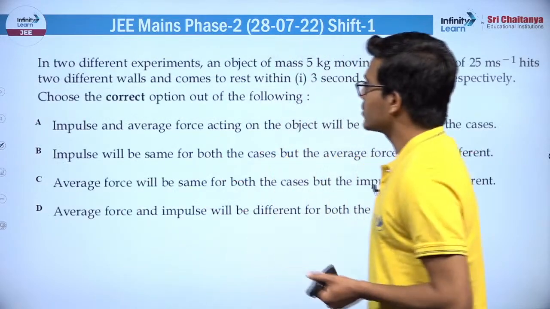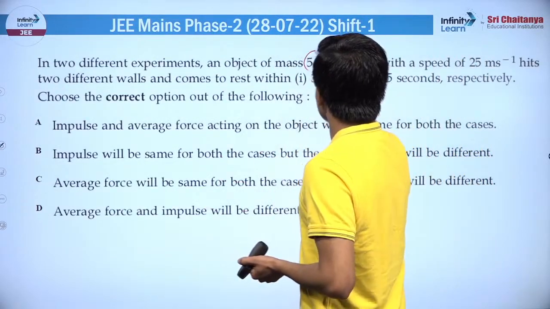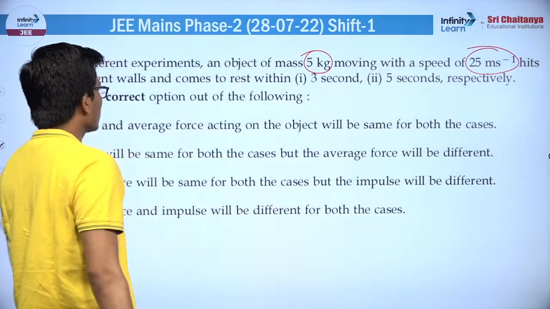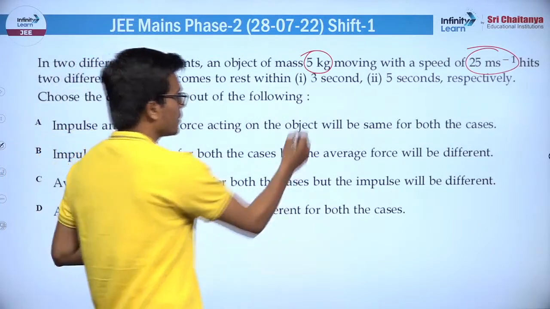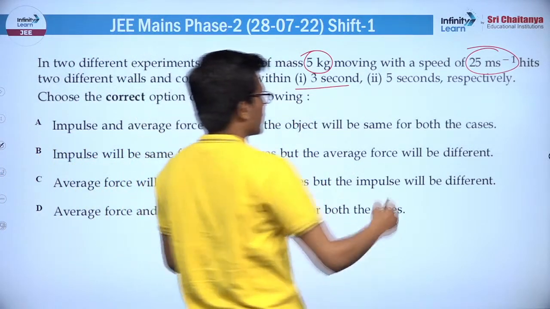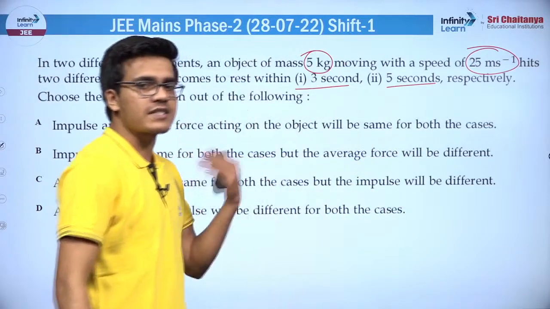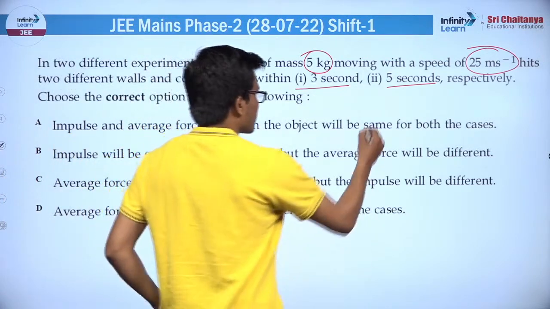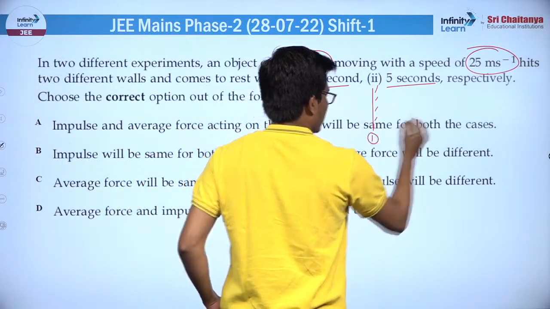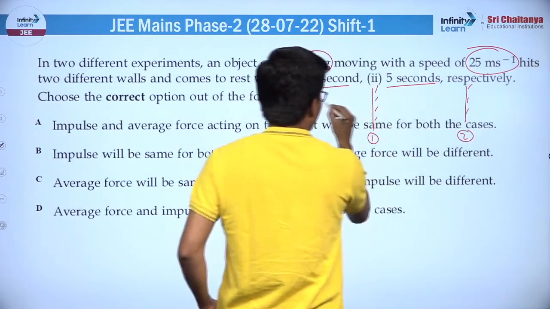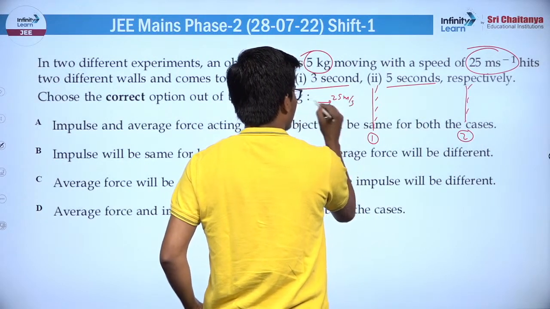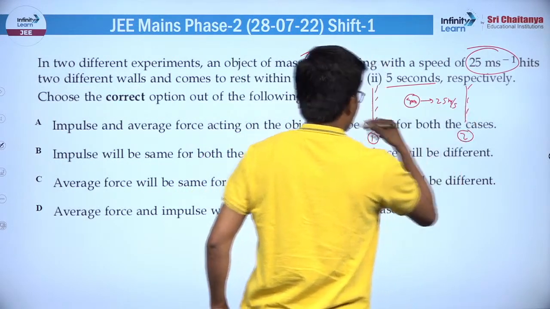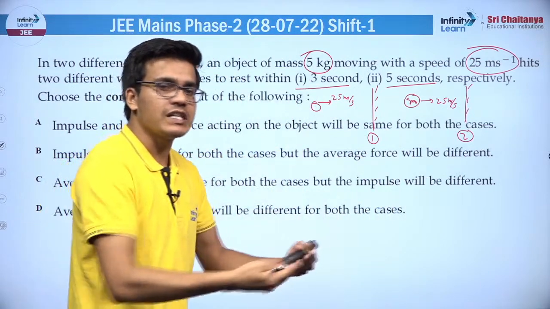Moving to the next question, two different experiments. An object of mass 5 kg is moving with a speed of 25 meter per second and there are two different walls. It comes to rest in the first case in 3 seconds and in the second case in 5 seconds. So what is the question? You have wall 1, you have wall 2, here it is moving with 25 meter per second, here also it is moving with 25 meter per second. So can we calculate the change in momentum? Finally it is coming to rest.